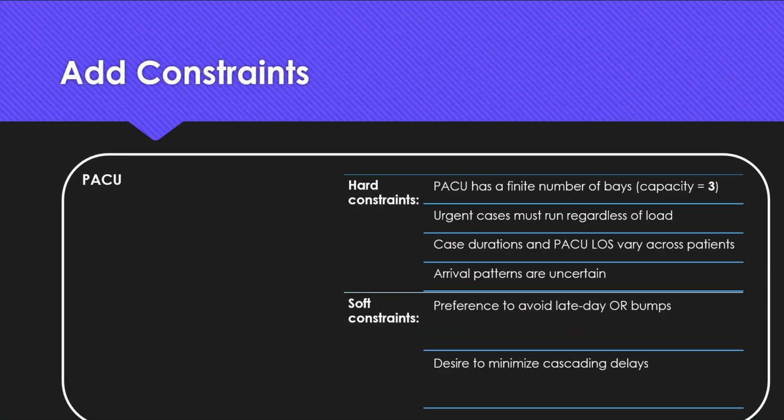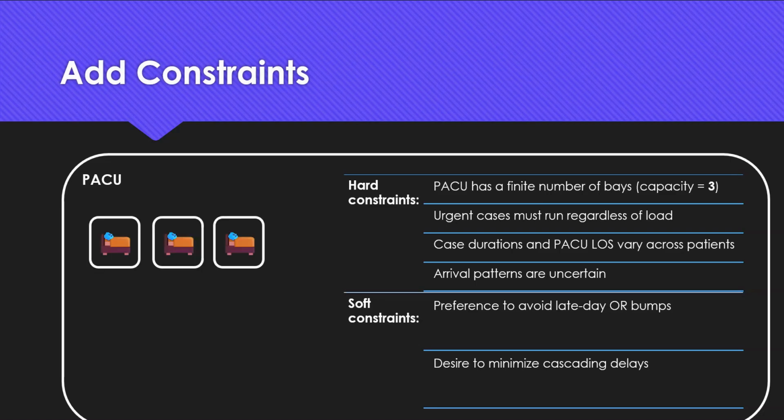I've got the following constraints encoded into this example that you'll see through code. On the hard constraint side, we are saying this PACU has a finite number of bays. We've just got a capacity for 3 patients, that there are urgent and scheduled cases, and the urgent cases must run regardless of the load. The case durations in the PACU are going to vary. We're going to let that go with historical distribution. And the arrival patterns for our urgent cases will be uncertain. Some of our softer constraints are that we'll have a preference to avoid late day OR bumps and a desire to minimize cascading delays.